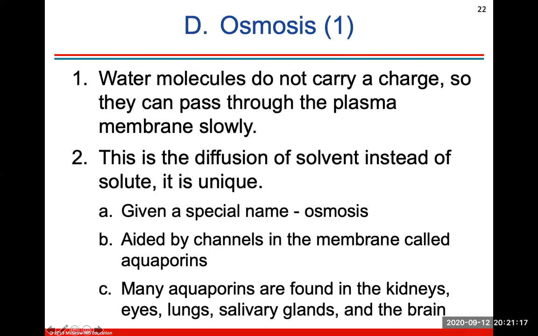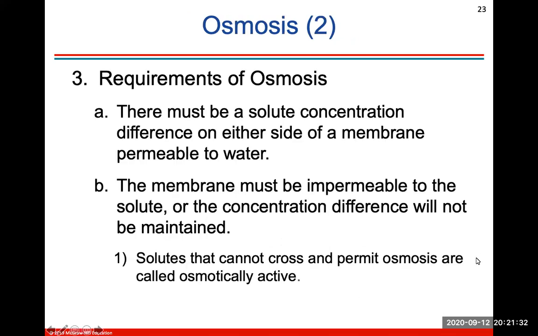Osmosis is simply the diffusion of water. Water can pass through the plasma membrane slowly because it does not have a charge to it. And we give it a special name called osmosis. Usually it's aided by channels called aquaporins.